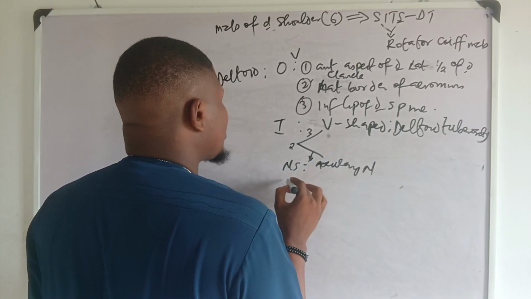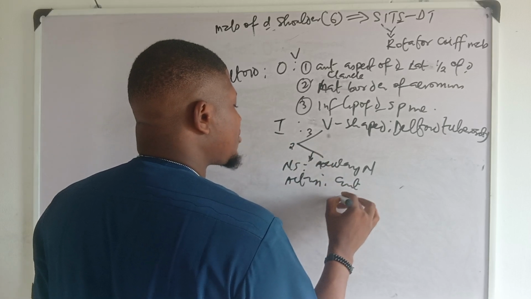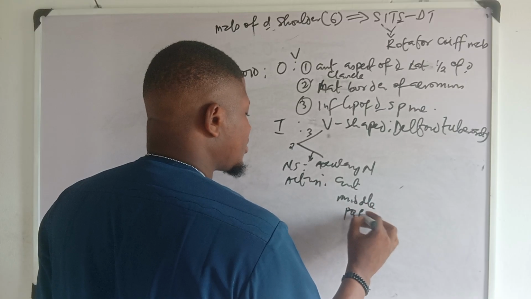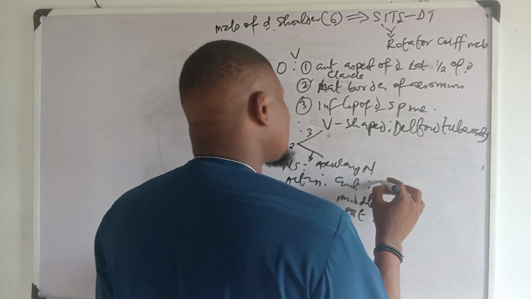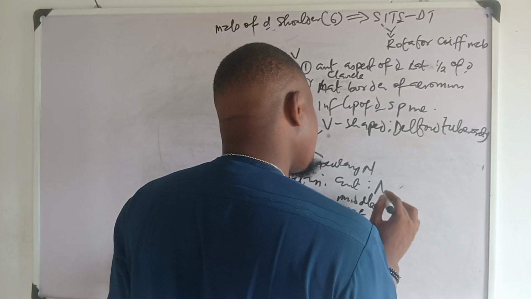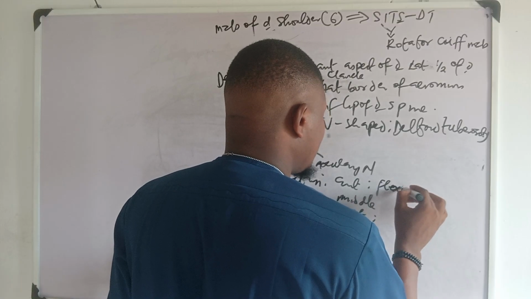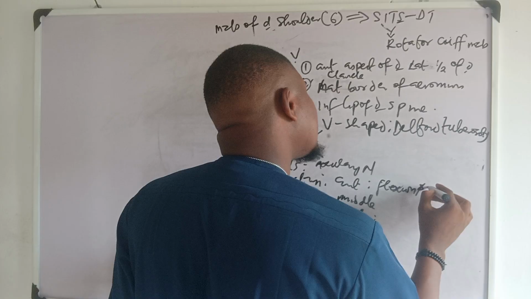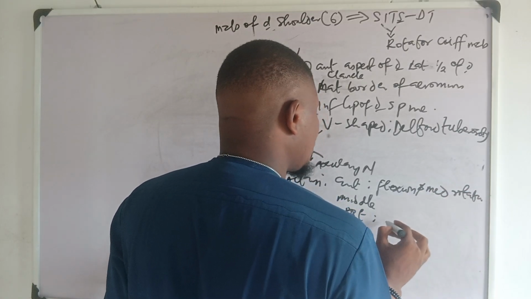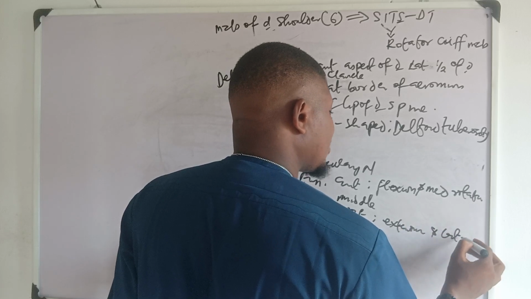Then action. This guy has an anterior fiber, middle fiber, and posterior fiber. So the anterior fiber does flexion and medial rotation of the arm. Then the posterior fiber will do extension and lateral rotation of the arm.